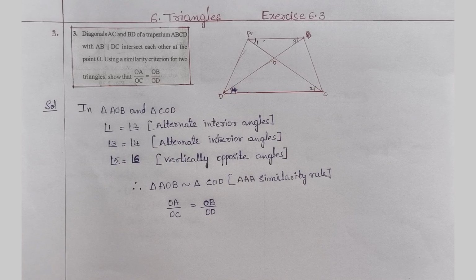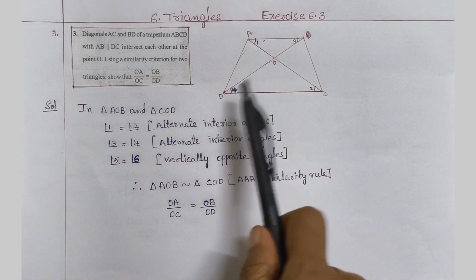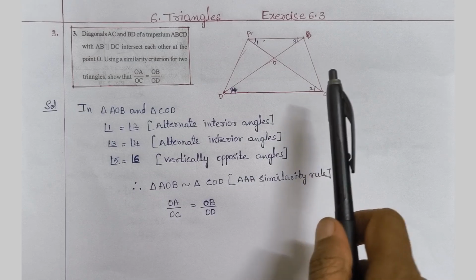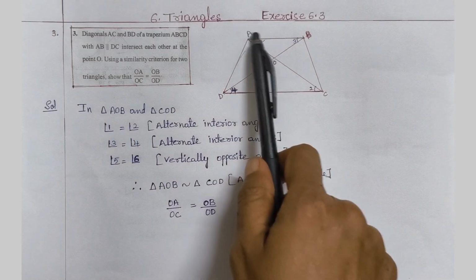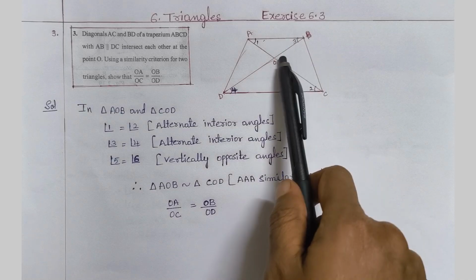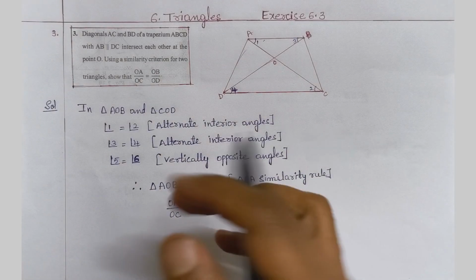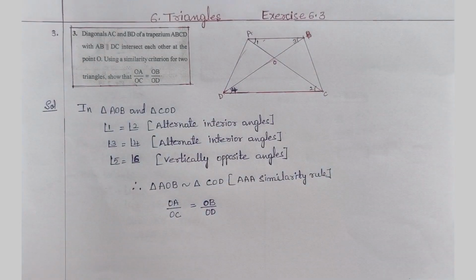Once again I will repeat the question. ABCD is a trapezium. In this trapezium, AC and BD are the diagonals, and AB is parallel to CD. Now we have to prove OA by OC is equal to OB by OD. We will use any similarity criteria. How many criteria are there for similar triangles? Three criteria: angle criteria, side criteria, and the third one is side angle side criteria. Any one criteria we will use to prove this proportion.